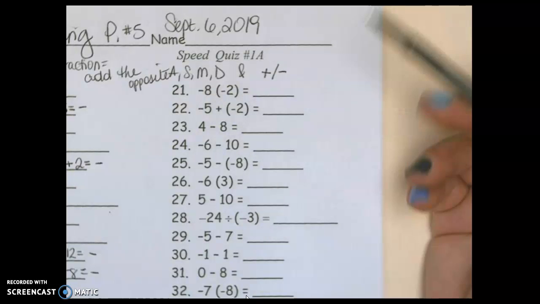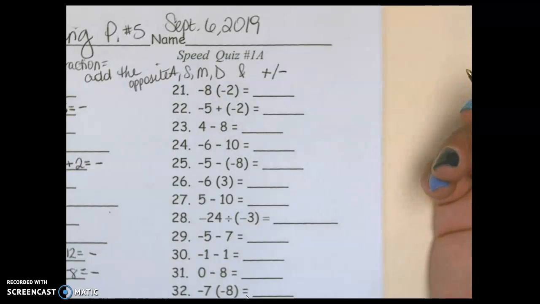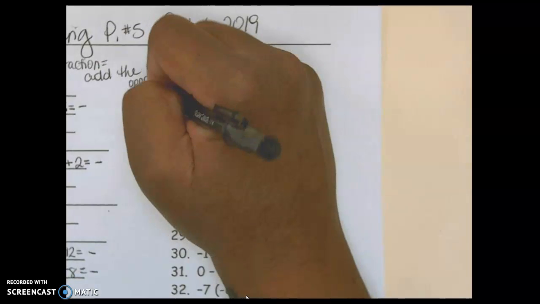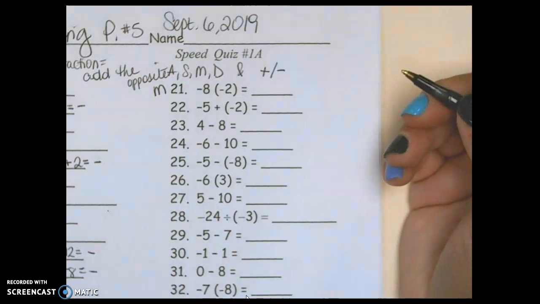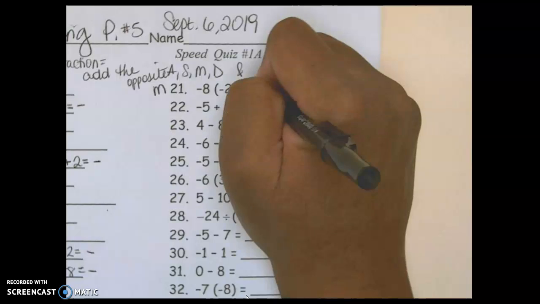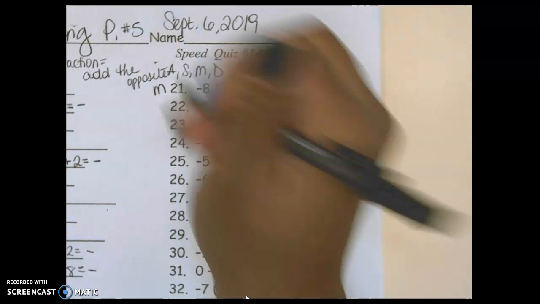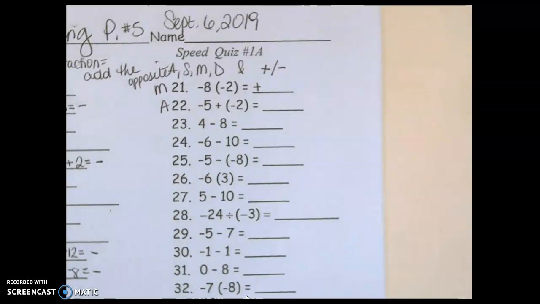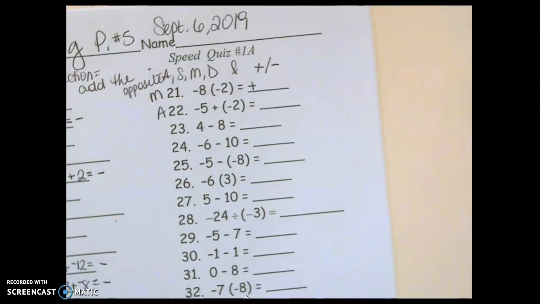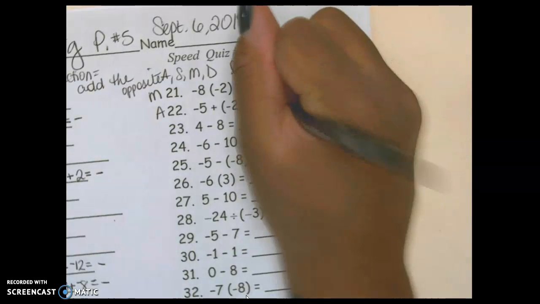What am I doing over here? -8 times -2. So multiply, and what kind of answer will I get? Positive. Positive. What am I doing here? You're going to be adding. Good. What kind of answer will I have? Yes. What kind? What kind of answer? Negative. No. Yes. Negatives. My bad.